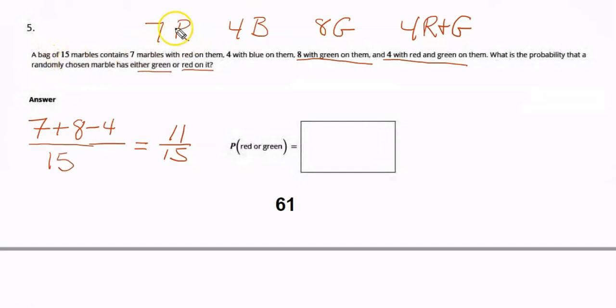So again, some of these reds could be containing green, and some of these greens could be containing red. So if we add these two together, we have to subtract those that would be, in a sense, counted twice. All right, let's go on.